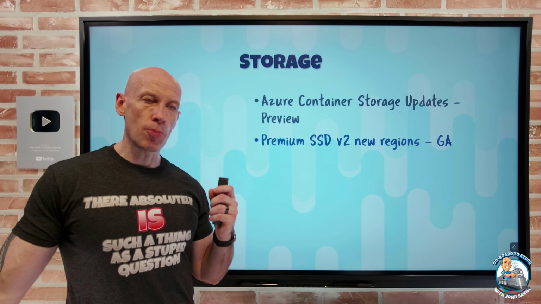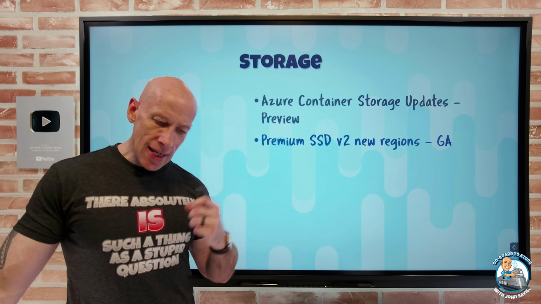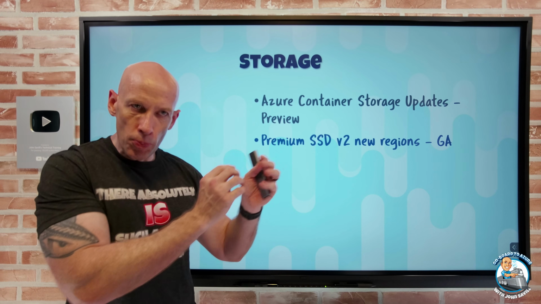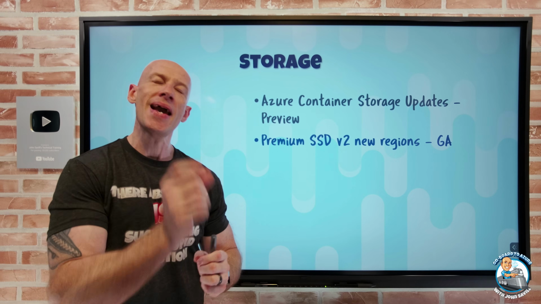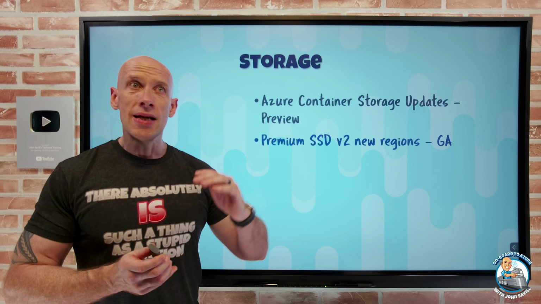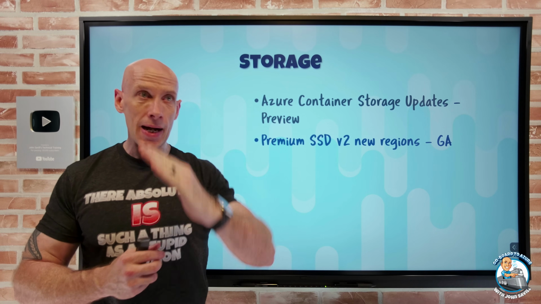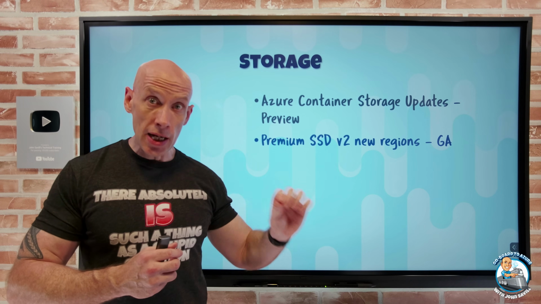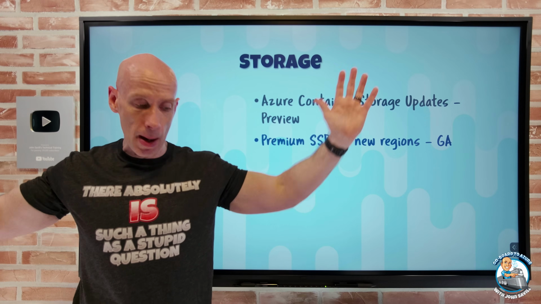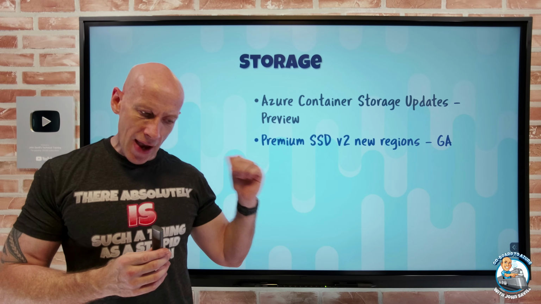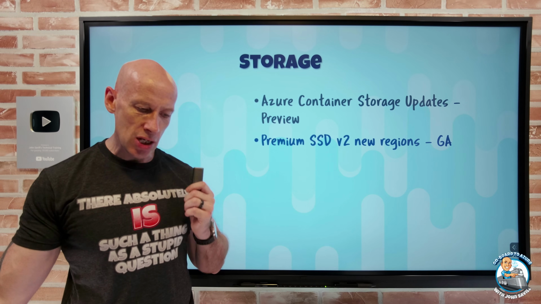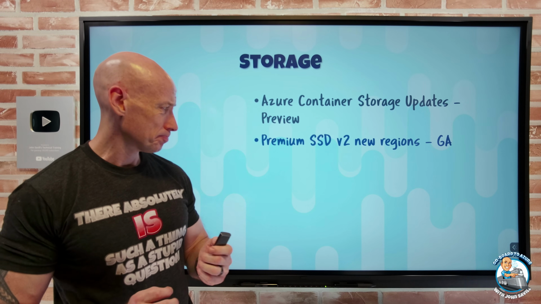And then Premium SSD v2 is available in new regions. The whole point of Premium SSD v2 is, yes, it has lower latency, but it now separates the IOPS and the throughput from the capacity. I independently select the amount of IOPS I want and the throughput I want. It doesn't scale linearly, I have to make it bigger, but I can also dynamically change those IOPS and throughput as my needs change through the day, week, month, whatever that may be. So they've added this to Australia East, France Central, Norway East, and UAE North regions.